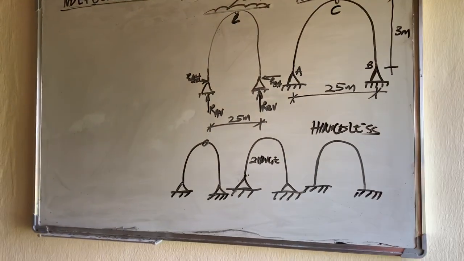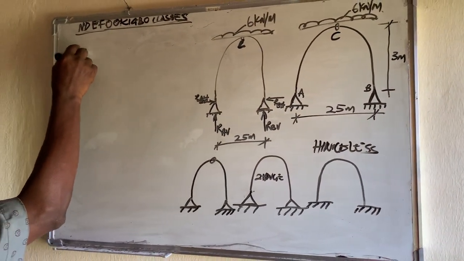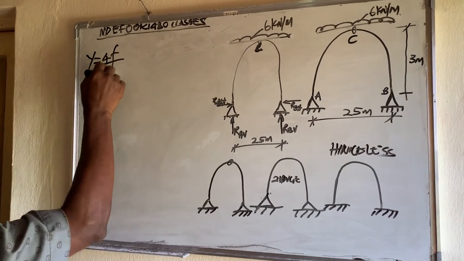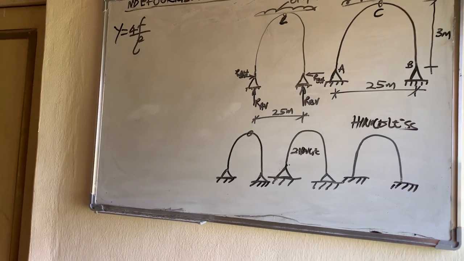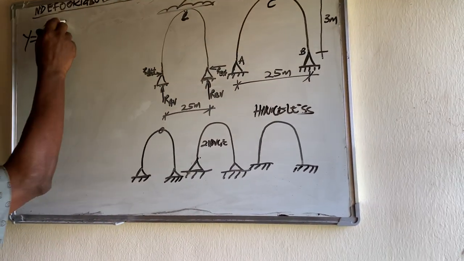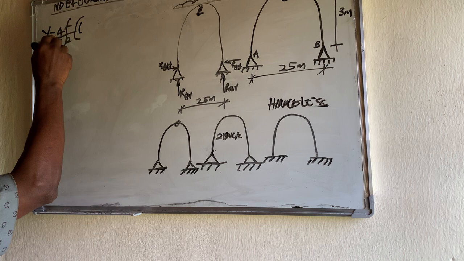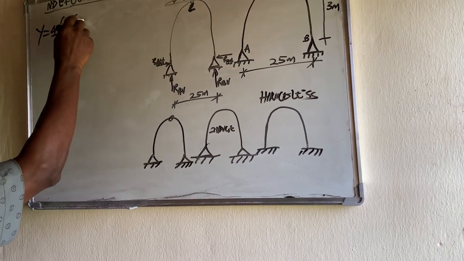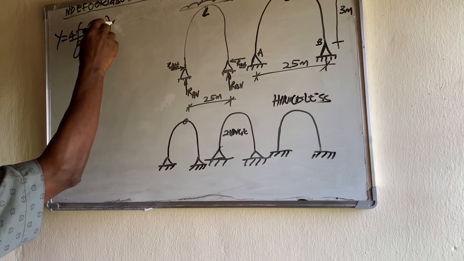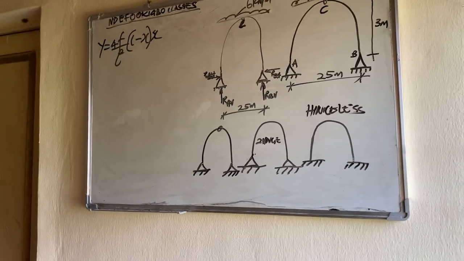We have that y is equal to 4f over l squared, where l is the span and f is the rise of the parabola, times (l minus x), where x is the distance, times x. This is the equation of a parabola.